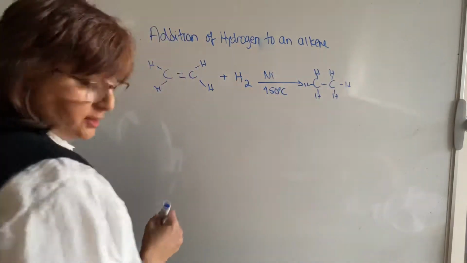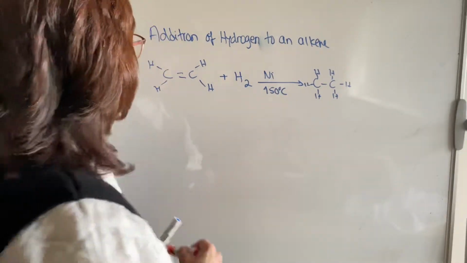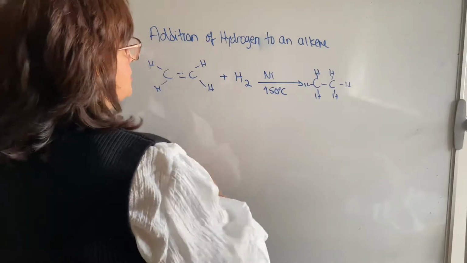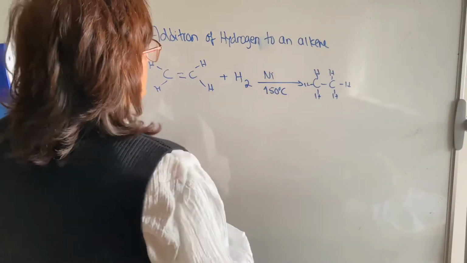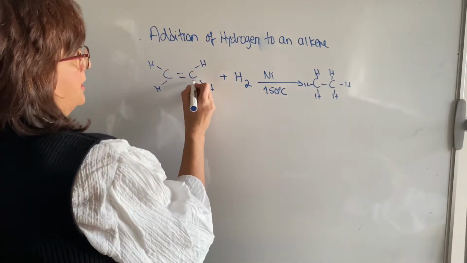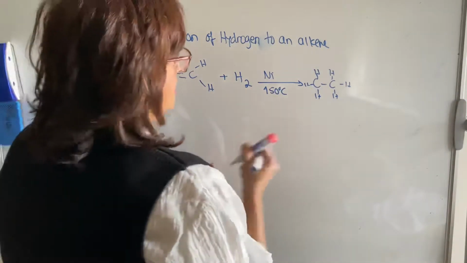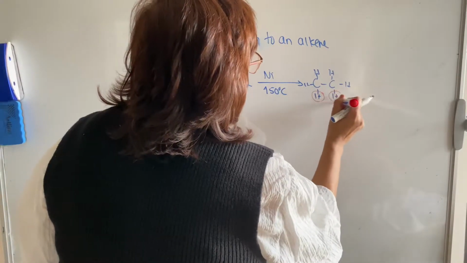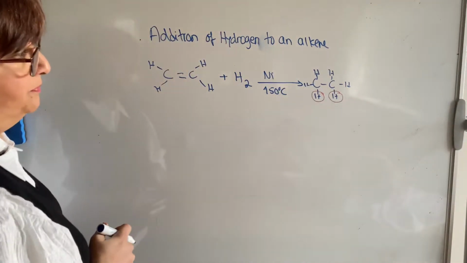And the two hydrogens that have been added come from this here. So this is your hydrogen that's been attached to it. So this bond will break, and one hydrogen is going to be attached here, another one is going to be attached to this one here. So those are the hydrogens that have been attached to this molecule.